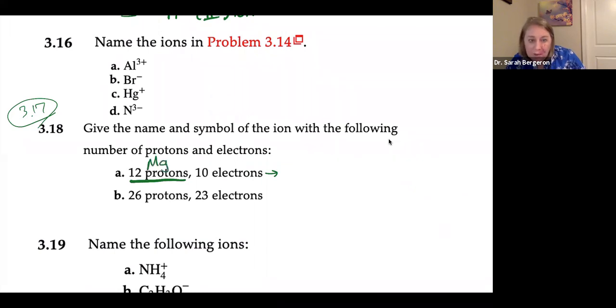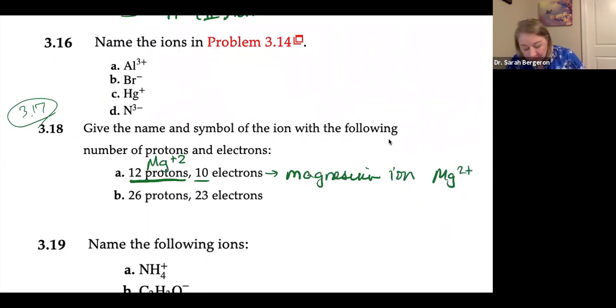So if you have 12 protons, go look. You should end up with magnesium. Now, it doesn't have the same number of protons as electrons. It has 2 more protons than electrons, so it's going to be Mg2+. So how do we say that? We already did this one. Magnesium ion. And that is Mg2+.